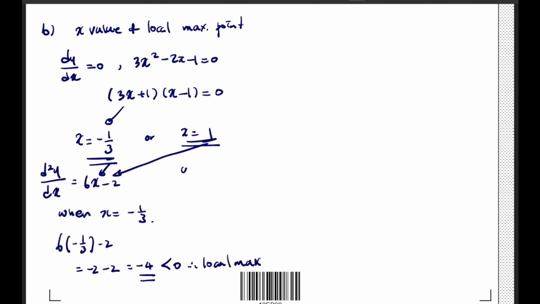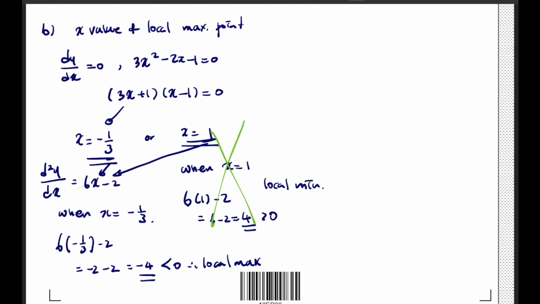Then when the x value is equal to 1, when you substitute this value into the second derivative equation, we get 6 times 1 minus 2, which is the same as 6 minus 2 or 4, right? That means this value is greater than 0. So when x is equal to 1, we have a local minimum value. So that means this x equals 1 doesn't work. Only x equals negative 1 over 3 gives us the value that we want.